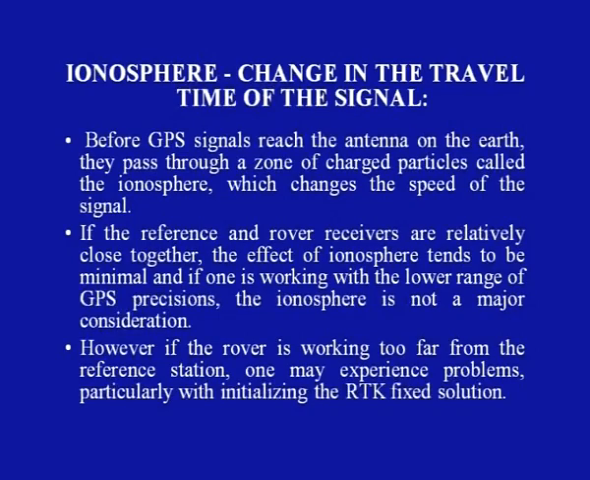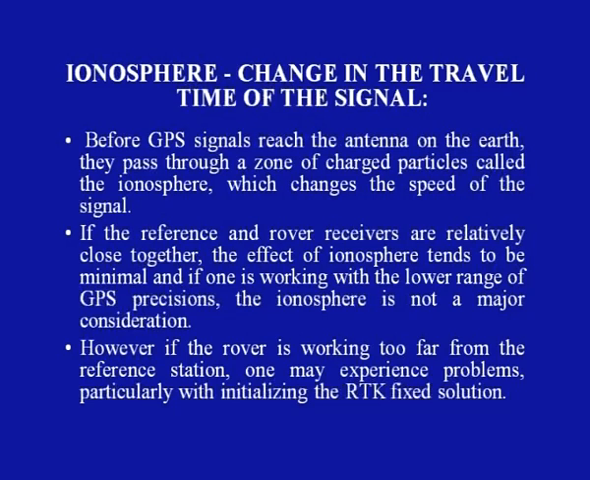The next error could be due to the ionosphere. Well, this causes a change in the travel time of the signal. Before the GPS signals reach the antenna on the Earth's surface, they pass through a zone of charged particles called the ionosphere, which changes the path of the signal.